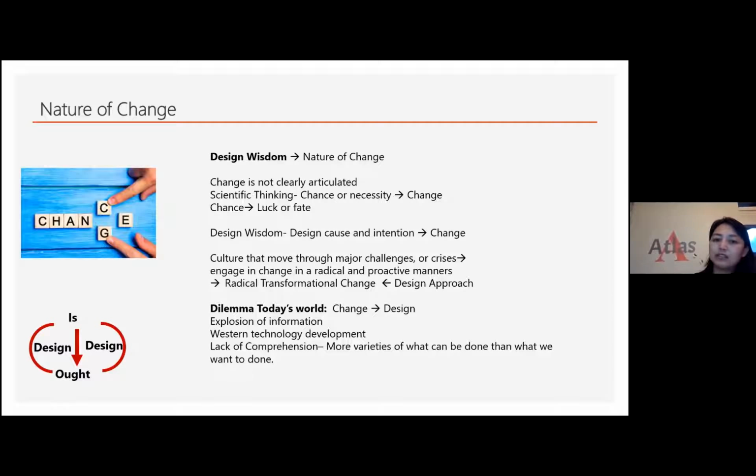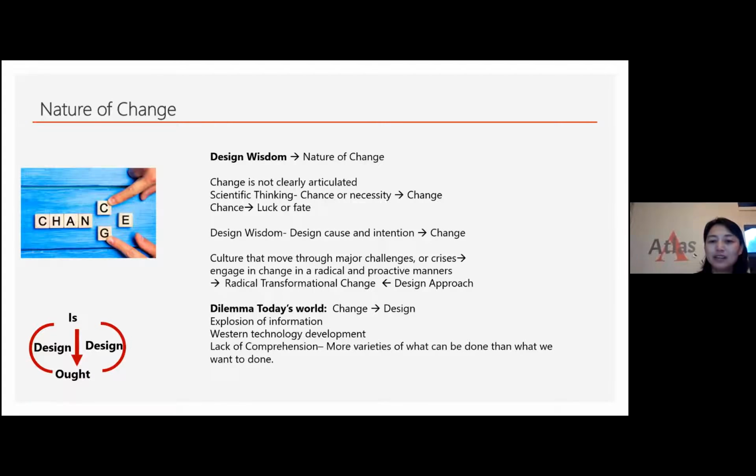And I think because we use design to make the change, we could potentially solve the dilemma of today. Today, the problem we are facing is that we have too much information. The technology developed so fast, we can hardly catch up. And then we have a lack of understanding of this whole world. We don't even know what's going on. So it's very hard to make the right decision.